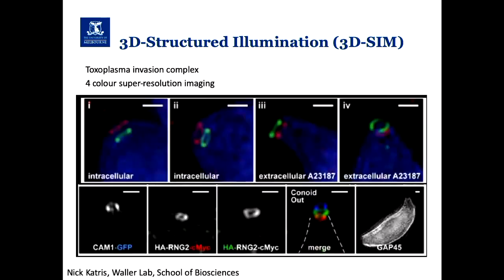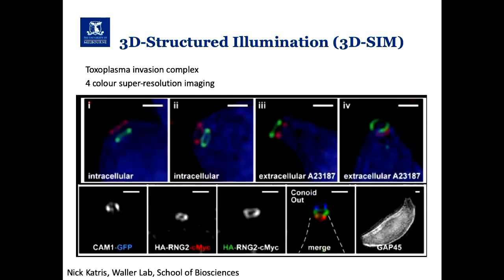Here we go, this is another example. So this is 4-color super resolution imaging. So this is another parasite called Toxoplasma, and this is the invasion complex, the part that attaches to the cell and forces the parasite into the cell it's going to infect. This group had identified a protein and had tagged the N and the C terminus of this protein. You can see we can actually resolve the N versus the C terminus of this protein, this ring 2 protein. It just happens it's a megadalton protein that lines up in these long strips as a large kind of barrel.